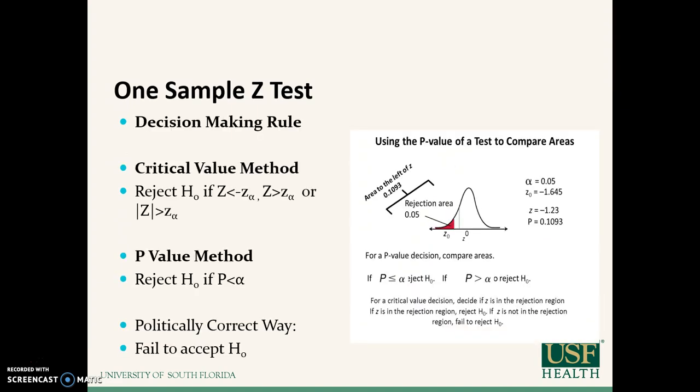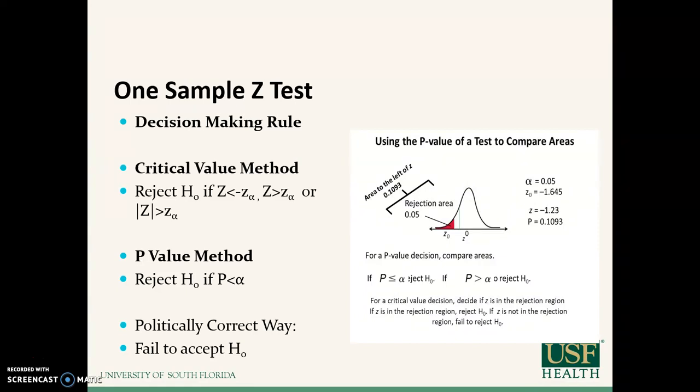Now we come to the decision-making step. We need to come up with a decision rule. For the critical value method, we reject H0 if Z, the test statistic value, is less than negative Z alpha, or Z is greater than Z alpha, or the absolute value of Z is greater than Z alpha, depending on the one-sided or two-sided alternative we're testing. Or you can use the p-value method. Using the test statistic and the null distribution, you can calculate the p-value, and you reject H0 if p is less than alpha.